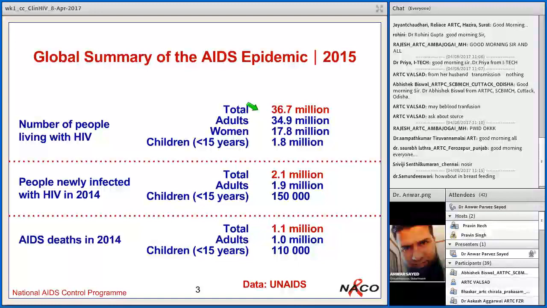Now this is prevalence. Most of us are clinicians, so sometimes we forget words like prevalence, incidence and all that. Just to remind, prevalence will tell us the burden of any disease. So when we say the prevalence of HIV is this much, that means the number of people living with HIV at present is estimated to be this much. So 1 million is equal to 10 lakhs, that means 36.7 million equals 3 crore 67 lakhs of HIV positives. That is the global estimate of HIV.